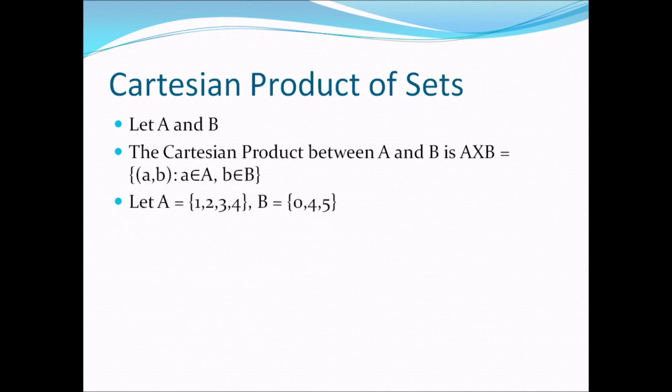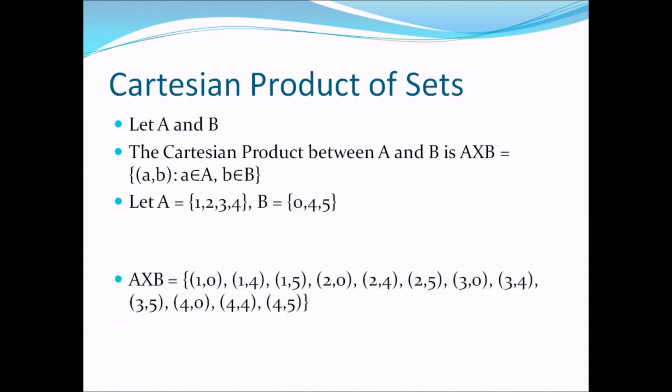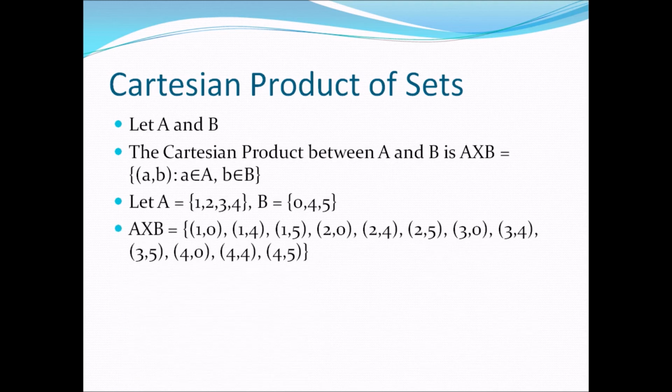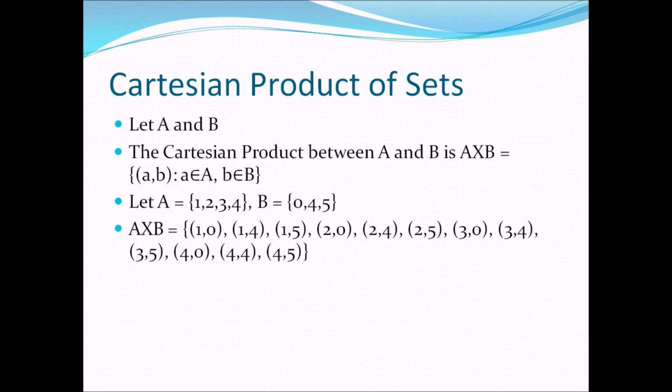So if A is the set 1, 2, 3, 4 and B is the set 0, 4, 5, take their Cartesian product, and notice the first element of the ordered pair always comes from A, the second element of the ordered pair always comes from B. And you might notice, since the cardinality of A is 4 and B is 3, the cardinality of A cross B is 12, which is 4 times 3, and that holds. So the cardinality of the Cartesian product of A and B is equal to the cardinality of A multiplied by the cardinality of B.